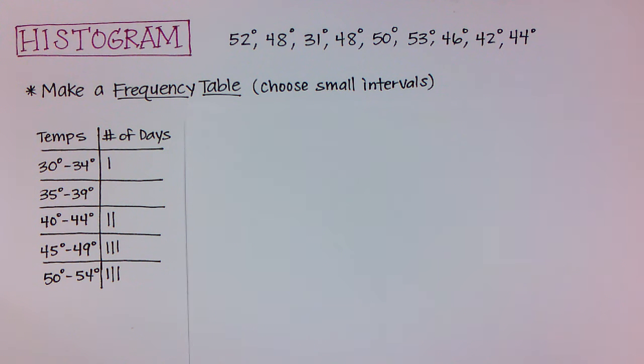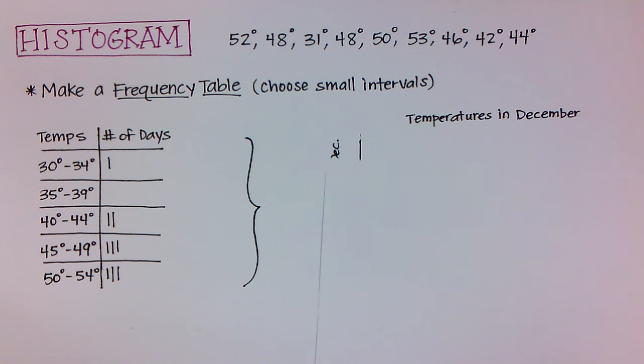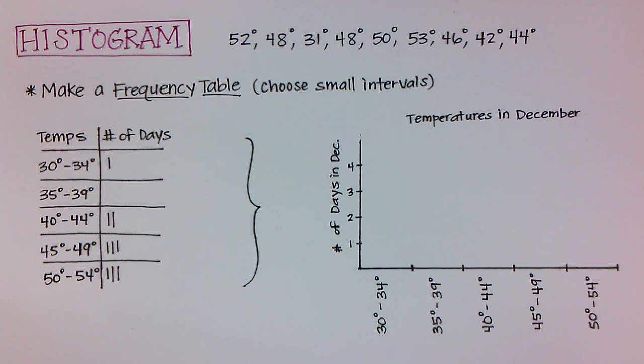The hard part might be choosing your intervals, but you just want them to be fairly small, not tiny, but you don't want them to be really big either. So you want to end up with maybe at least 5 different sections. So then we're going to use this to create our histogram.